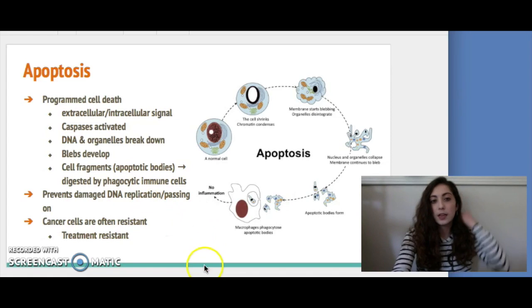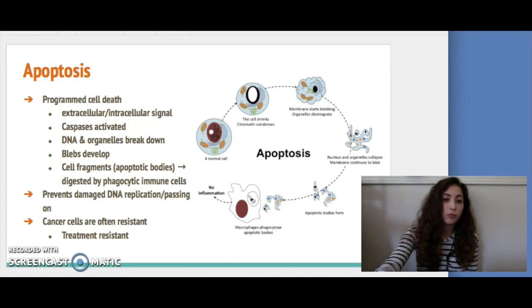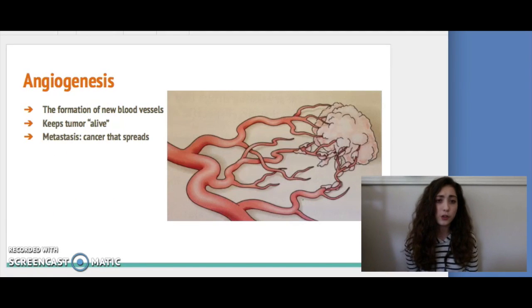And this prevents damaged DNA replication or passing on the mutations, because that can also result in cancer, and cancer cells are often resistant to apoptosis. Angiogenesis is the formation of new blood vessels, which are capillaries, and they keep the tumor alive because they bring in and out nutrients and waste and oxygen to the cell. The cancer cells in the tumor can also creep along those capillaries, which is why cancer can spread, which is metastasis, the spreading of cancer.